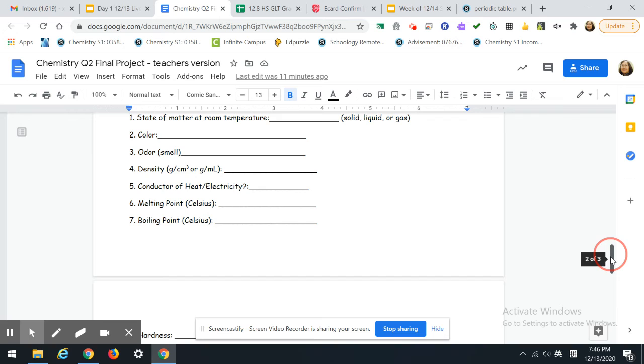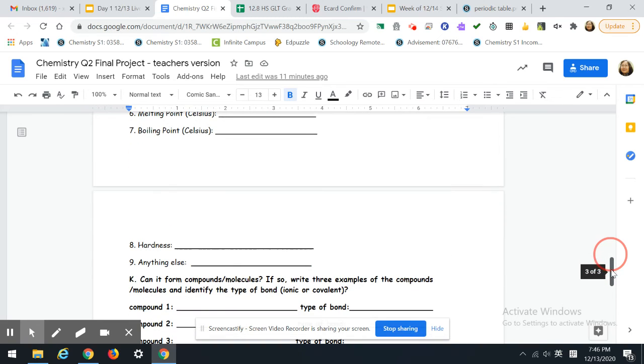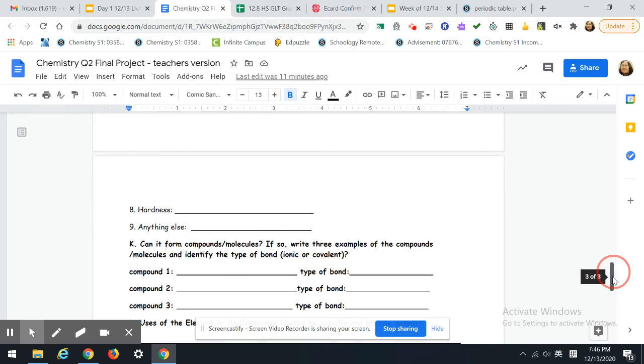If it's a good conductor, you just say it's good. So find the melting point, boiling point, and hardness. If it's a gas, there is no hardness. You can just say not applicable or no hardness.